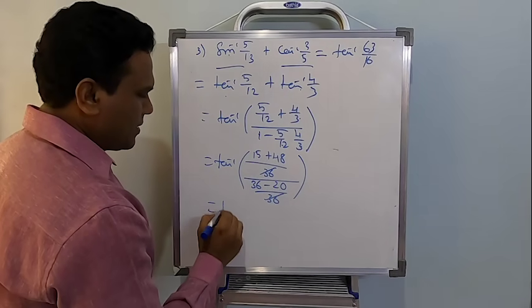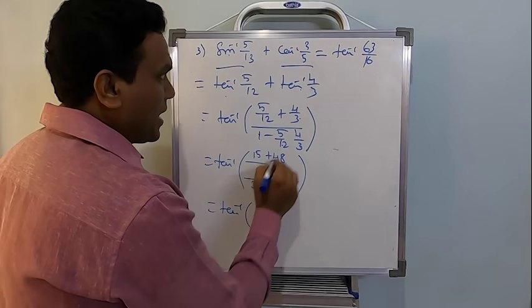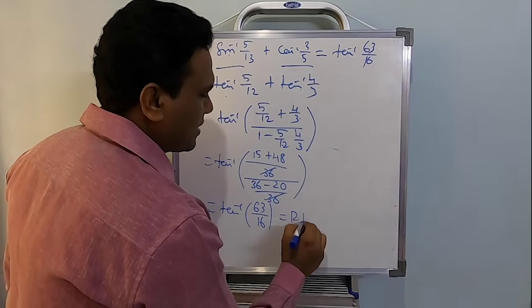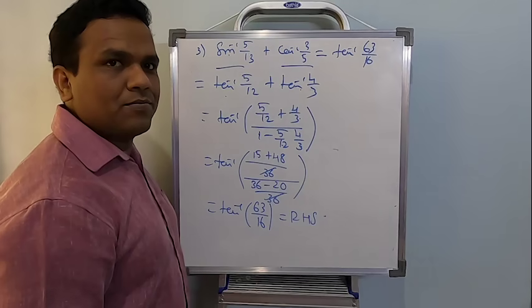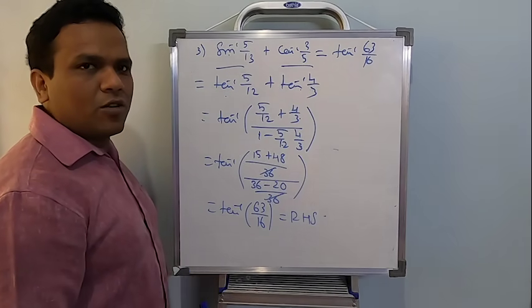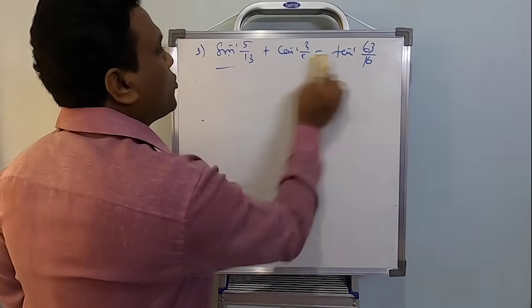Eliminate 36. Let's go for simplification. Add this up, it's going to be 63, and in the denominator 16, so 63 by 16, and that is nothing but the RHS of the problem. Hope it's clear, students. Convert both of them in terms of tan inverse and solve. Fine, students. Now let's move on to the next.